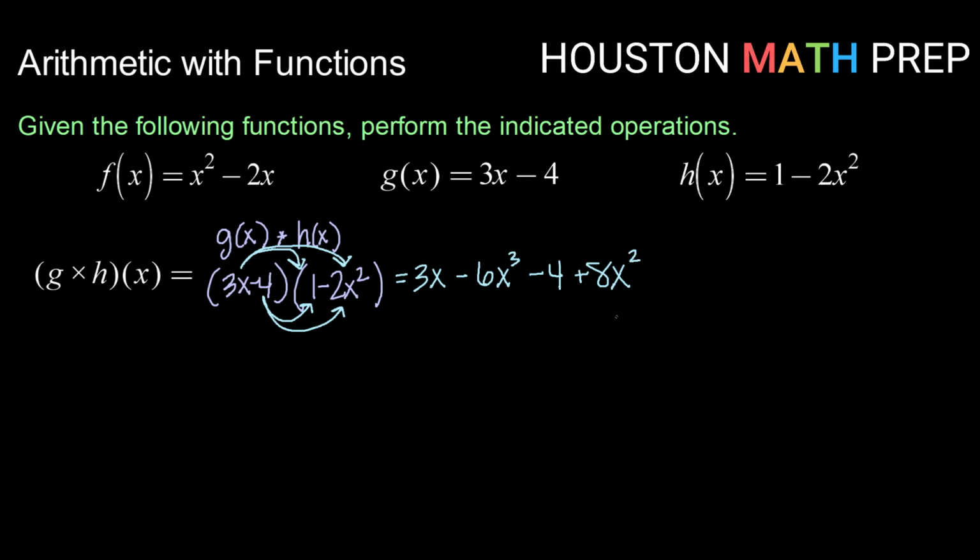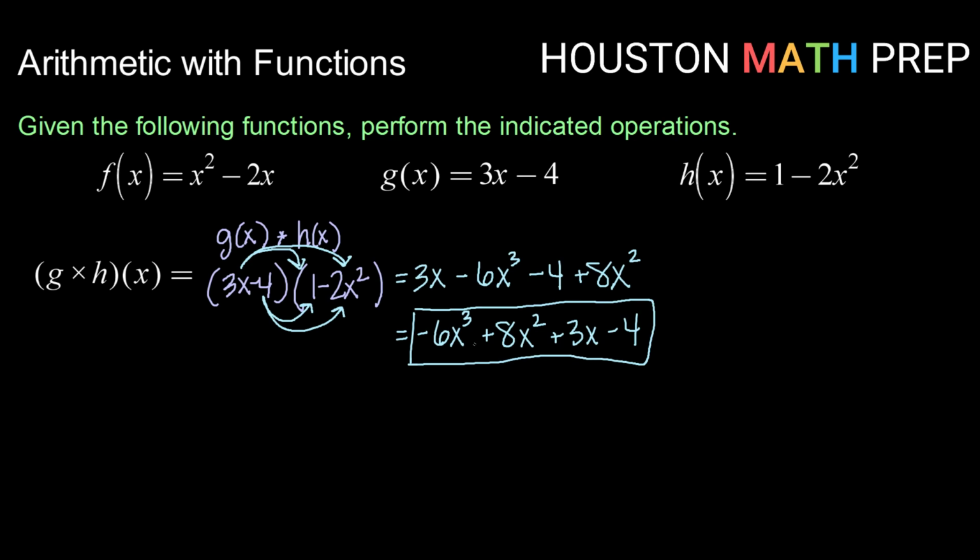Once you've done your distribution, go ahead and check for any like terms. Here I don't have any, so I could leave my answer like that, or I could rewrite it so that my terms are in descending degree order. So just putting my cubed, then my squared, then just my regular x, and then my constant. So when I multiply to create a new function, I distribute all the terms in the first to all the terms in the second.